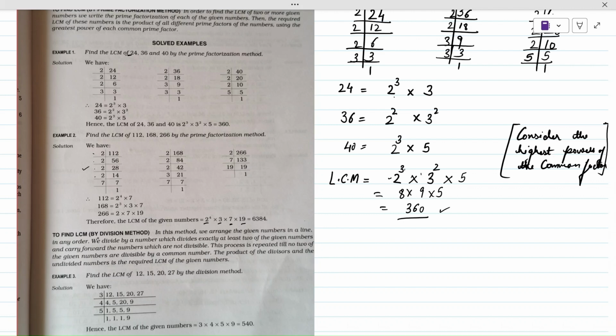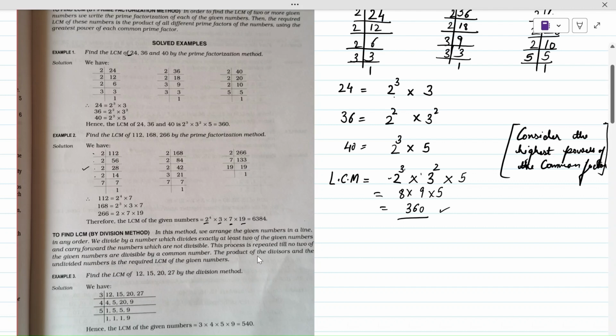And now we have the division method also. So let's see what is written here. In this method, we arrange the given numbers in a line in any order, like this. They have written numbers in any order. We divide it by a number which divides exactly at least 2 of the given numbers. So we have to pick a number which divides at least 2 of the given numbers here. Okay, and carry forward the numbers which are not divisible. So numbers which are not getting divided by that number, they will be written as is.